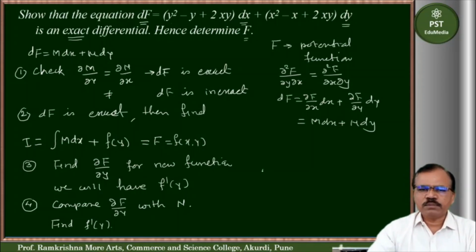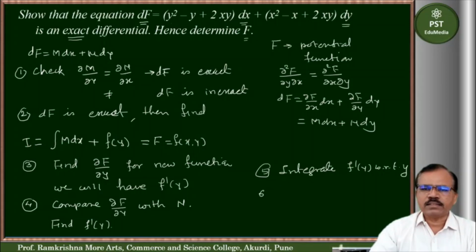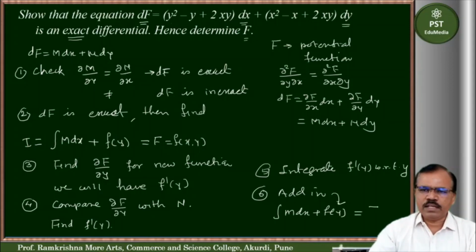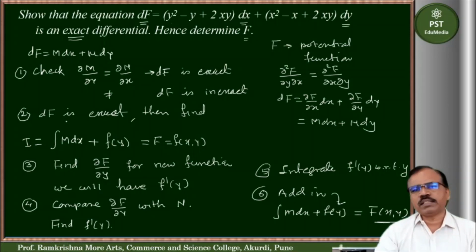Now what is the fifth step? Integrate f dash y with respect to y, and in the sixth step add it in integration m dx plus f of y. Means here add the term here. We will get f of x y. That is the potential function. So in this way we will find the function f from an exact differential. So we will find f for this differential.